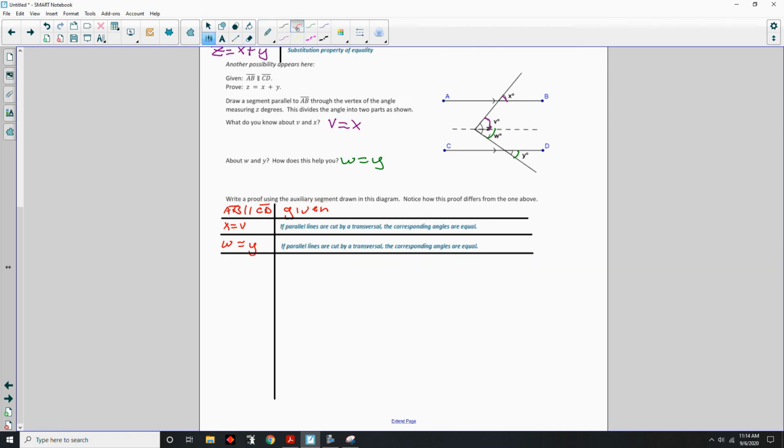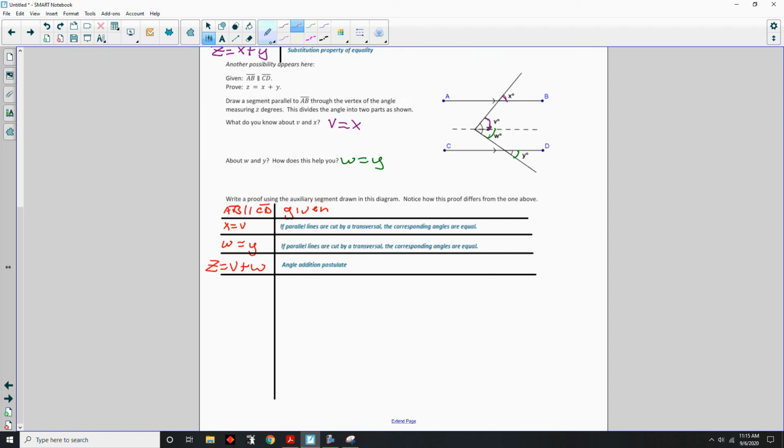Okay, then we can say z equals v plus w. Reason? Okay, angle addition postulate. V plus w equals all of z. Okay, and then we can substitute.